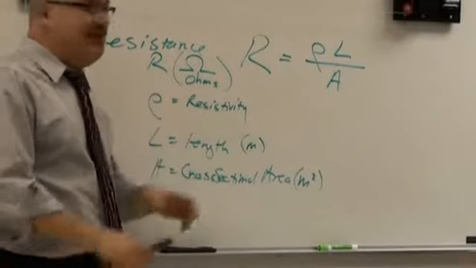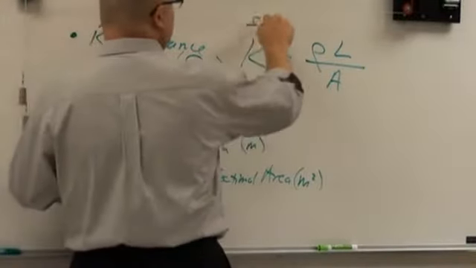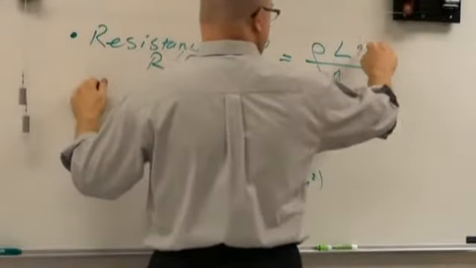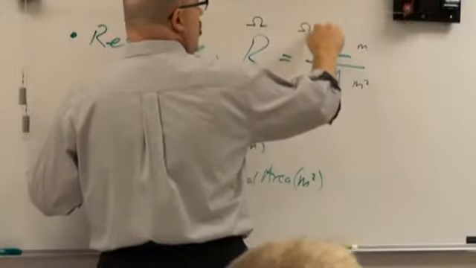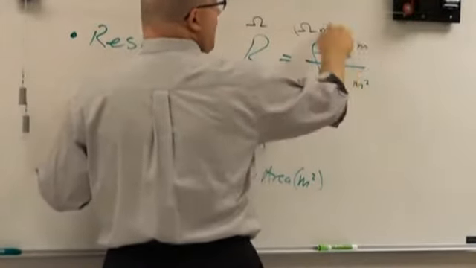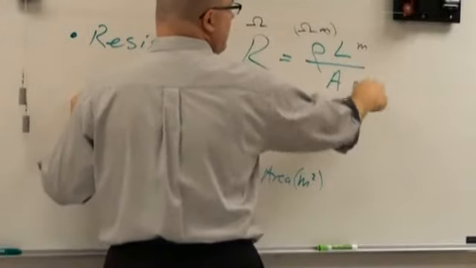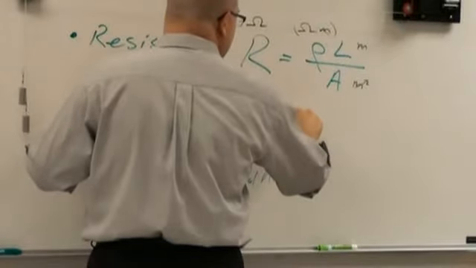All right. So what's resistivity got to be in? Ohms per meter. Okay, so this has got to be in ohm meters, right? The meters cancel, so this is in units of ohm meters.